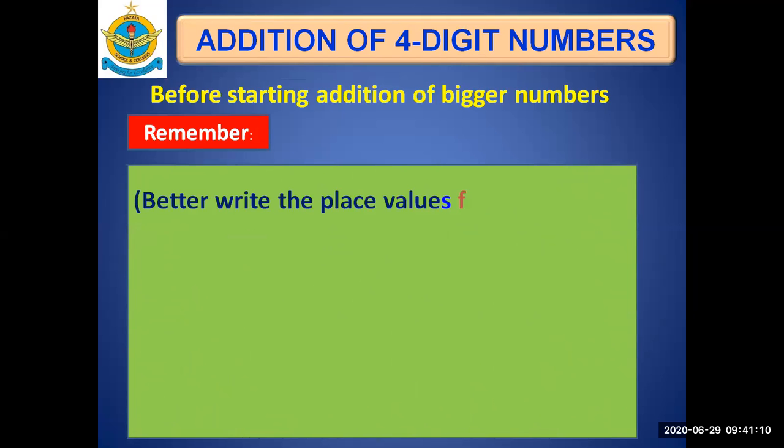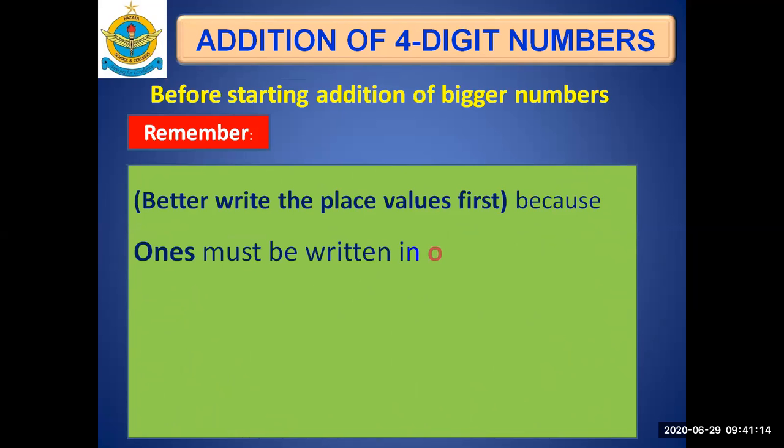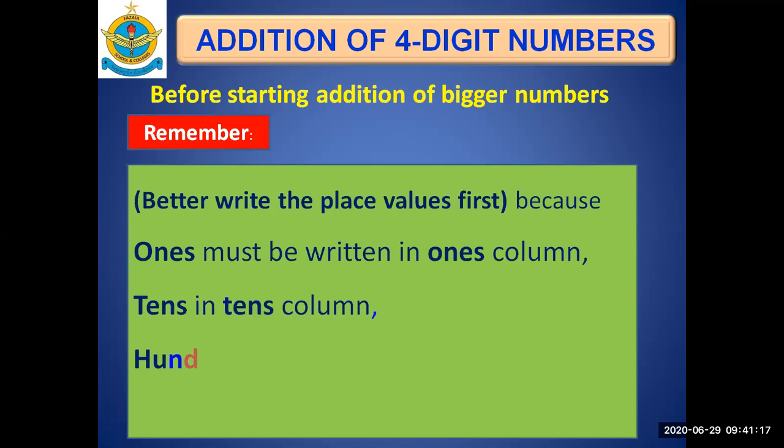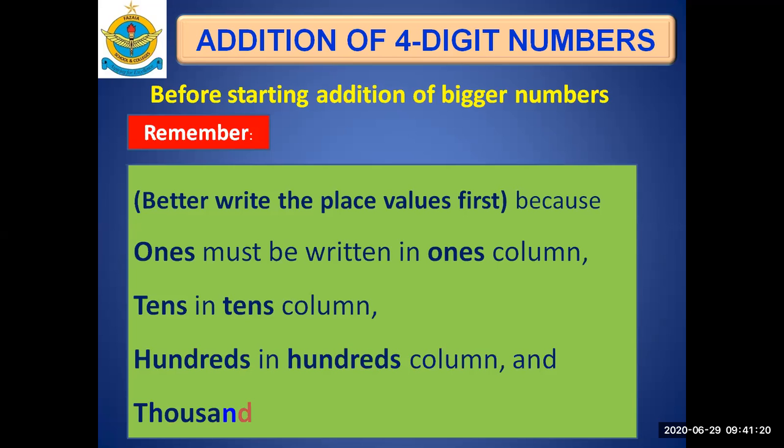First of all, it's better to write the place values first, because ones must be written in ones column, tens in tens column, hundreds in hundreds column, and thousands in thousands column. So the question is, why should we write the place values, and why must ones be written in ones column and tens in tens column? This is because ones of the first number will be added to ones of the second number, tens place digit of the first number will be added to tens place digit of the second number. Similarly, hundreds will be added to hundreds and thousands will be added to thousands. So it's better to write ones above each other, tens, hundreds, and thousands in the same way.